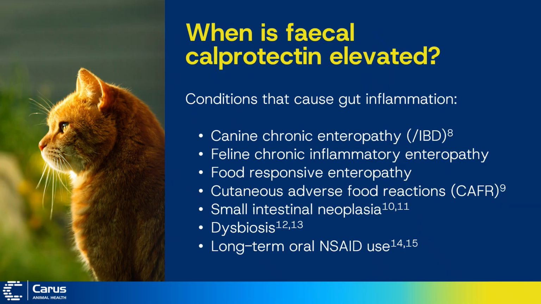As we've discussed, fecal calprotectin is a sign of gastrointestinal inflammation, so it could be raised by various diseases that affect the gut, such as chronic enteropathies, food-responsive enteropathy, neoplasia, and dysbiosis.